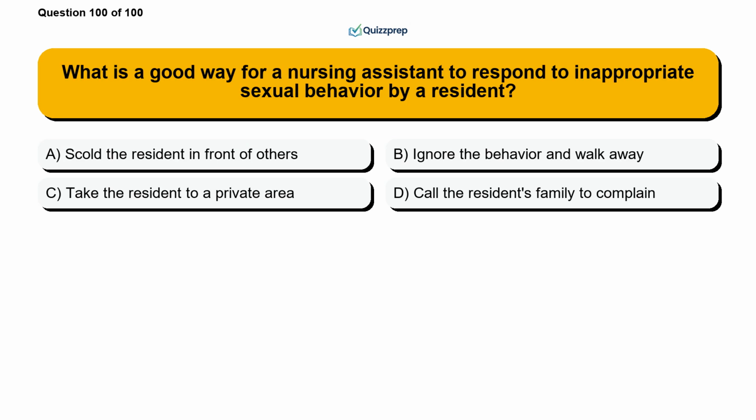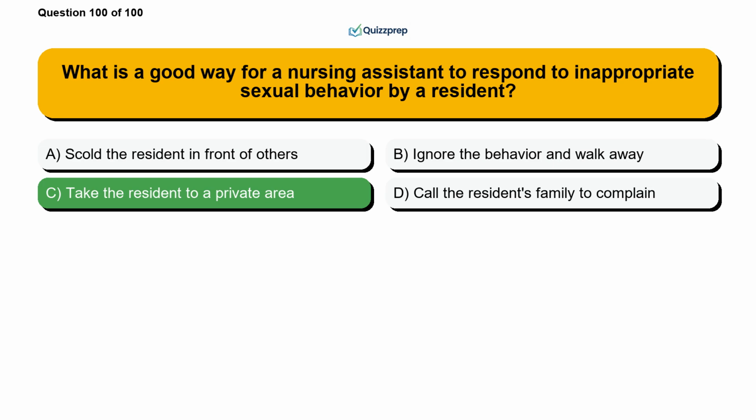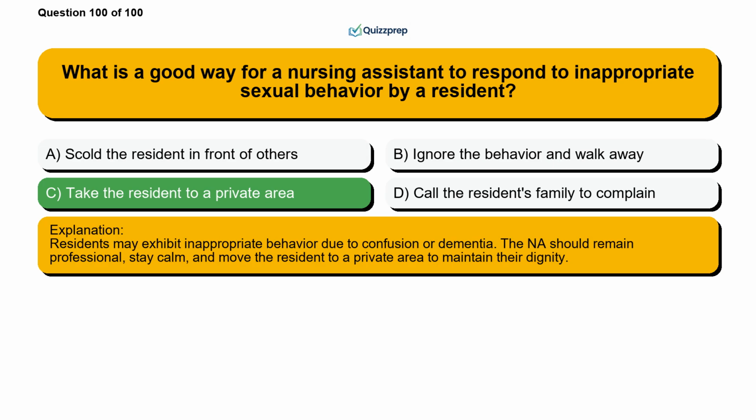Question 100. What is a good way for a nursing assistant to respond to inappropriate sexual behavior by a resident? Option A, scold the resident in front of others. Option B, ignore the behavior and walk away. Option C, take the resident to a private area. Option D, call the resident's family to complain. The correct answer is option C, take the resident to a private area. Residents may exhibit inappropriate behavior due to confusion or dementia. The NA should remain professional, stay calm, and move the resident to a private area to maintain their dignity.